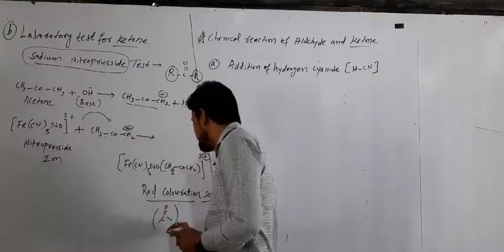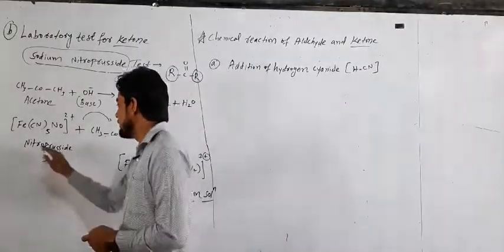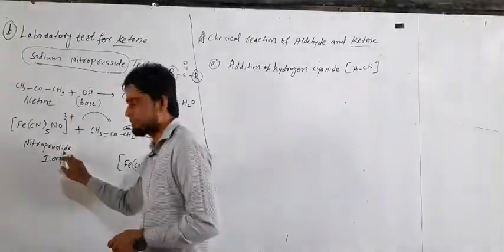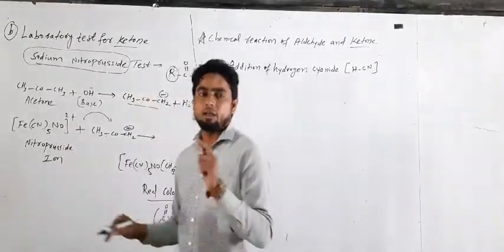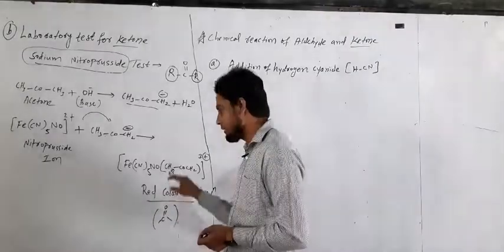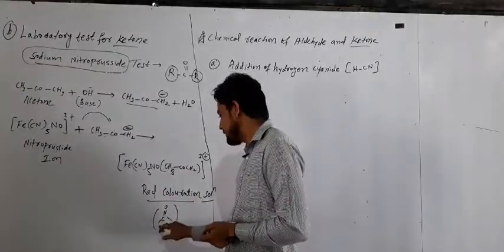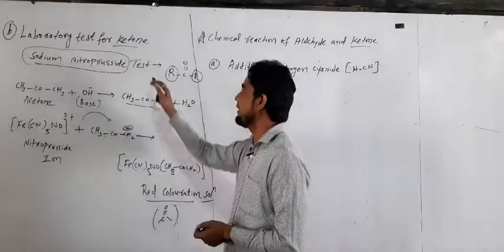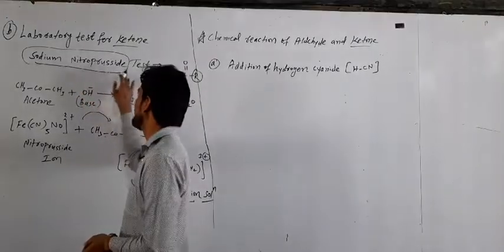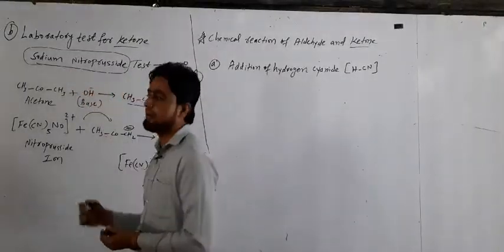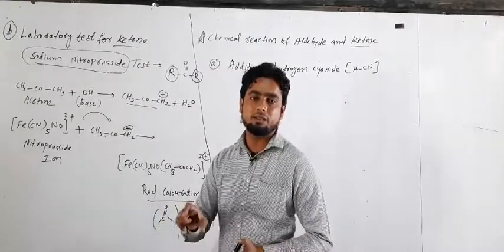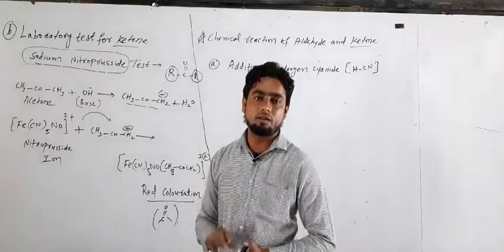So for any compound to which we add the nitroprusside reagent or chemical, if the color of this compound is red, this red color indicates the compound contains the C double bond O group, called the ketonic group. So in this way, with the help of the sodium nitroprusside test, we identify whether the given compound contains a ketone. This reaction always gives a red color solution.